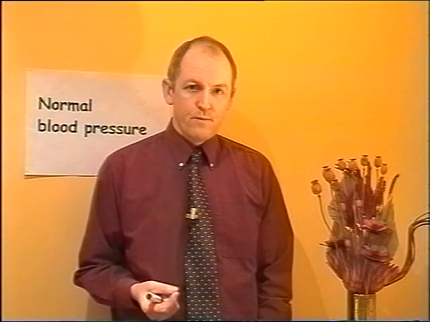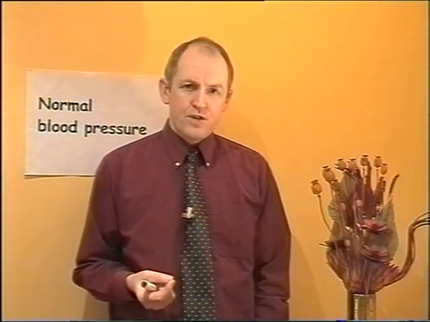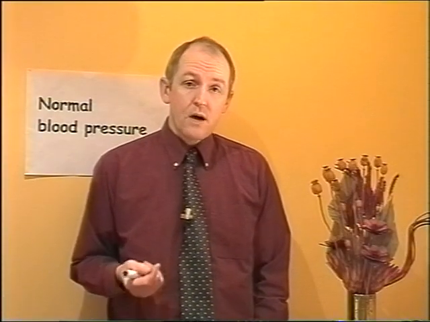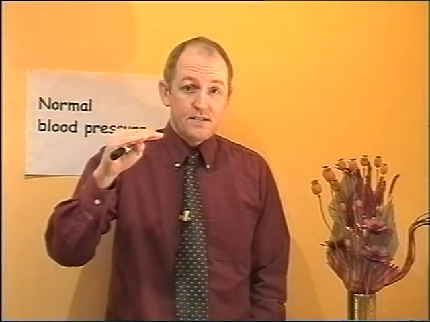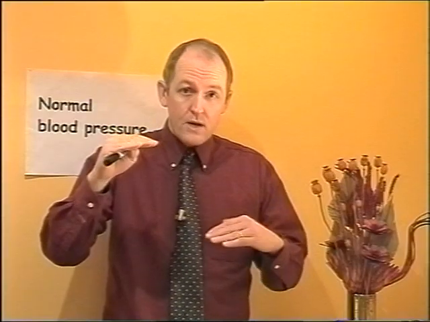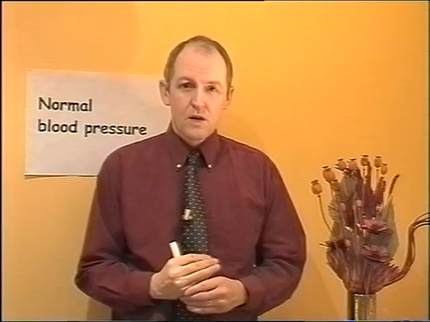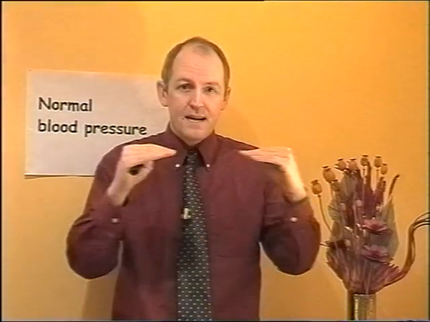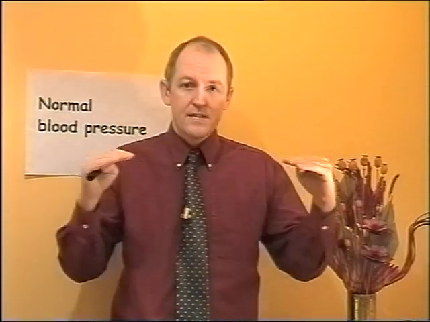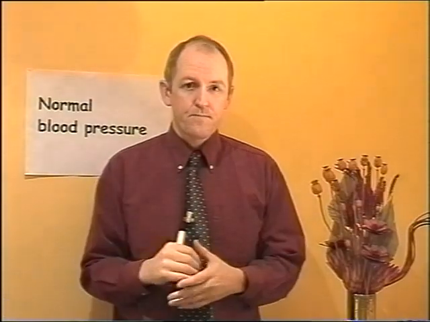I want to consider the normal control of blood pressure. Now, blood pressure is one of the many parameters in the body which must be homeostatically controlled. If it goes too high, then we become hypertensive. If it goes too low, then we become hypotensive. Both are pathological. We need the blood pressure to remain at a constant normal rate. We need to be normotensive.